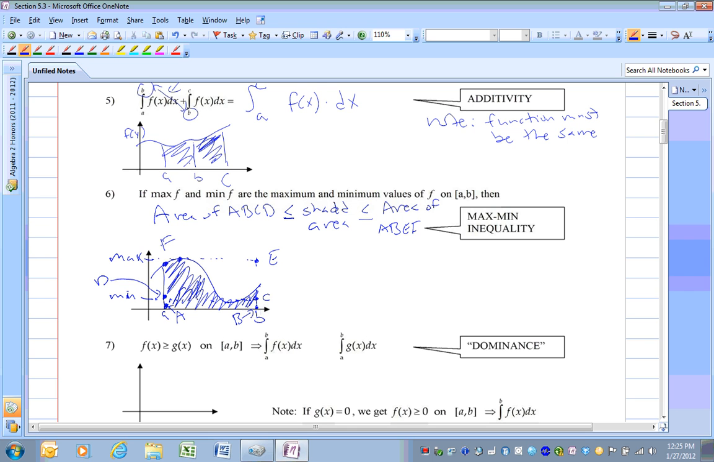But you're including the shaded area as being under the minimum? Yes, right. So that means B minus A times the minimum of f. Because that's the area of the bottom rectangle, right? B minus A is the base, and the minimum of f is your y value, that's your height. That'll be less than or equal to this.